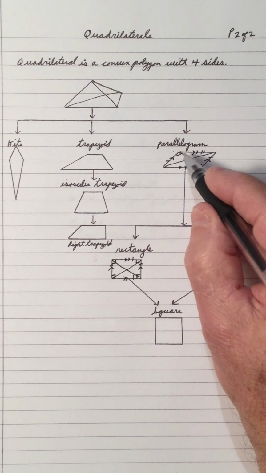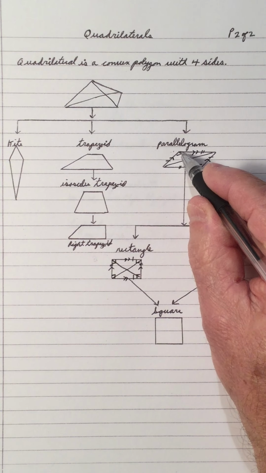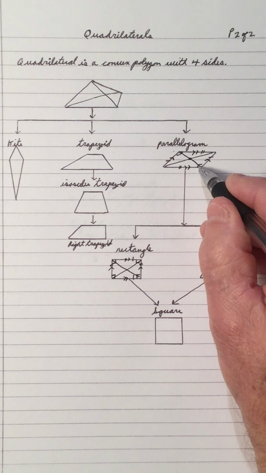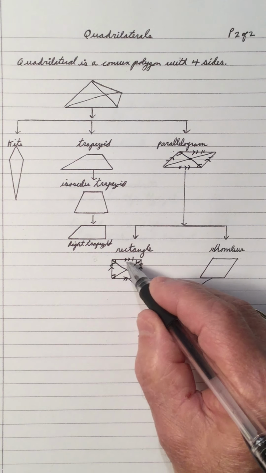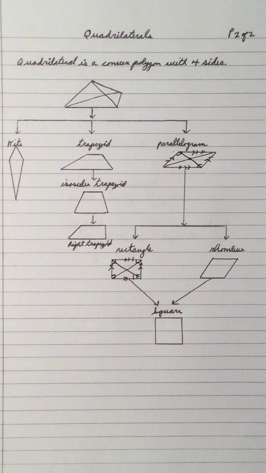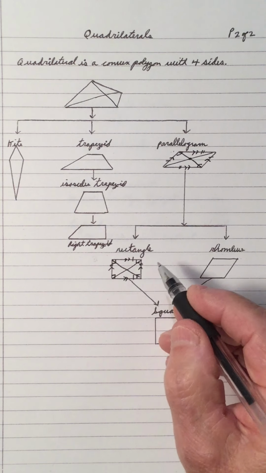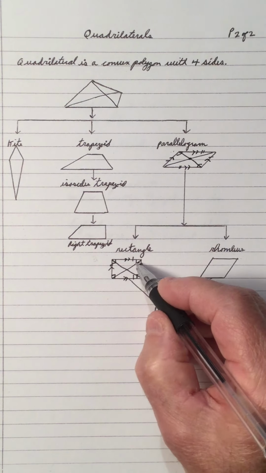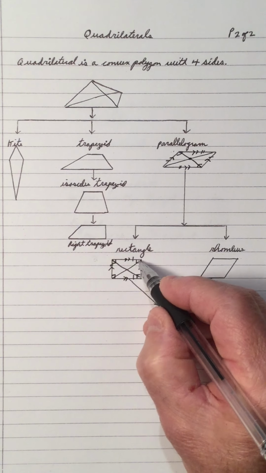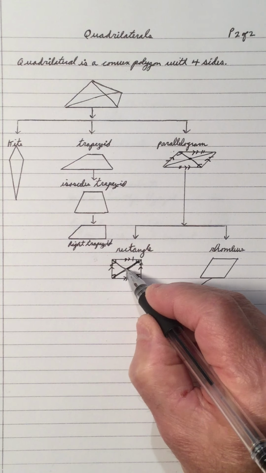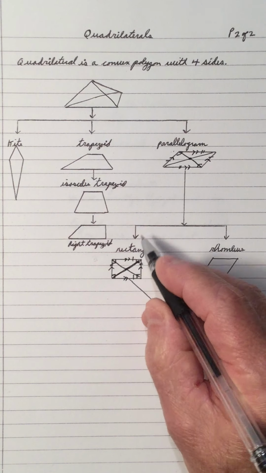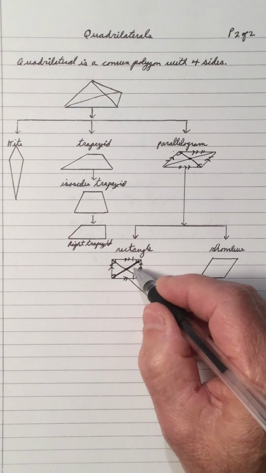And also, the opposite angles of a parallelogram are equal. These two angles are equal, and these two angles are equal, the same in a rectangle. Well, they're all equal, so the opposite ones have to be equal. But the only difference with a rectangle is that it has a right angle, and the diagonals not only bisect each other at this midpoint, but the diagonals are equal in a rectangle.